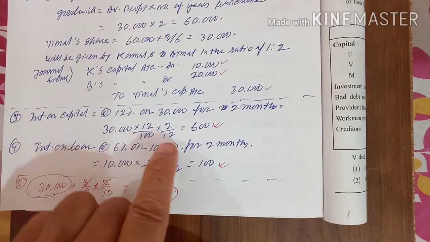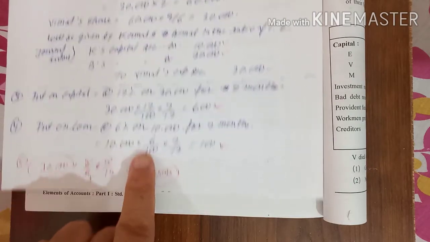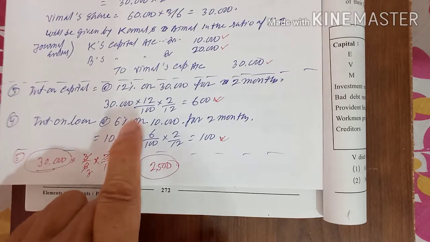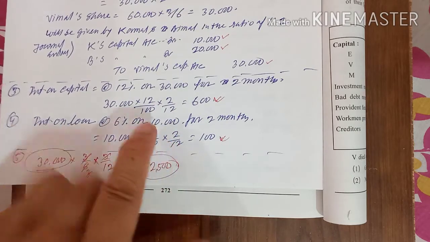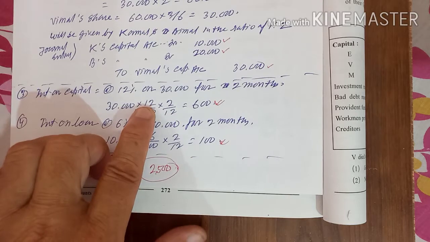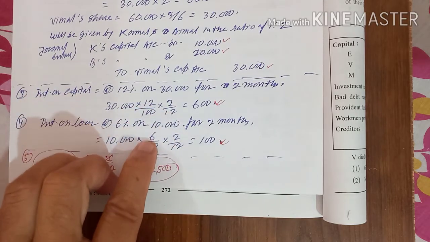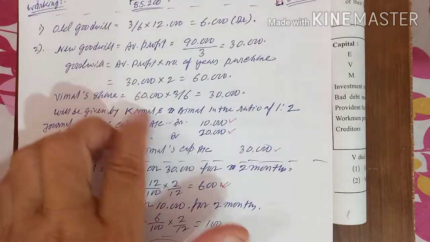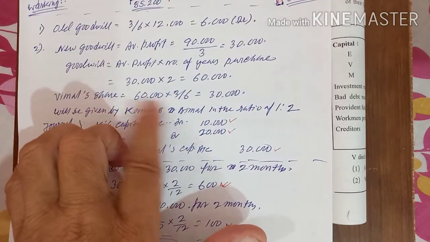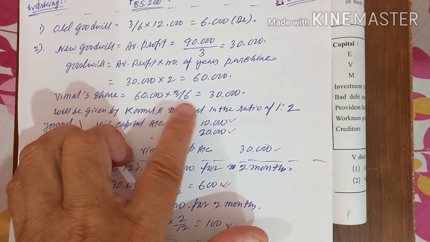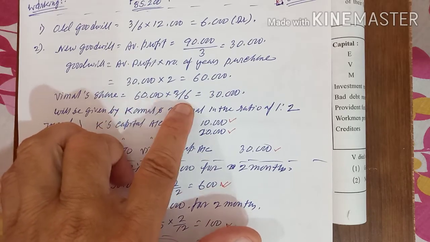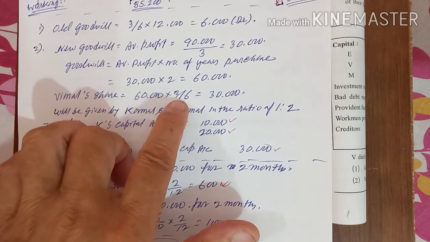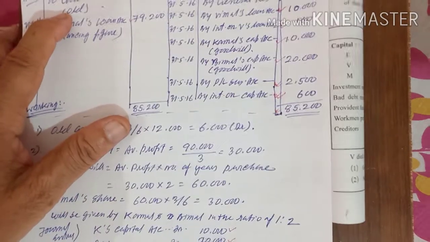Any time you find interest on capital or interest on loan, whatever it is, it is his share: this is the percentage, this is the time. Everywhere you will get that, except when you calculate the goodwill. At that time, only his share, not the time. Here 60,000 goodwill is coming, his share is half, 3/6 is half. I think you understood. Even if you do not understand, you can tell me.